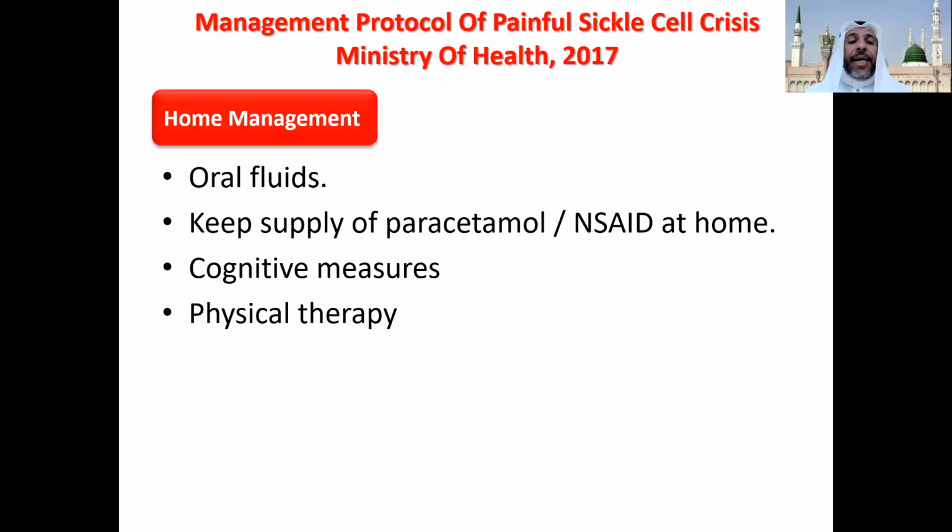At home, the family or the patients themselves can do some measures: taking more fluid, taking paracetamol or non-steroidal anti-inflammatory drugs, and cognitive measures like distraction, such as having the child or adult do something they love to do. So we distract them from the pain itself, with massage or physical therapy and so on. It may reduce or even treat the pain totally.